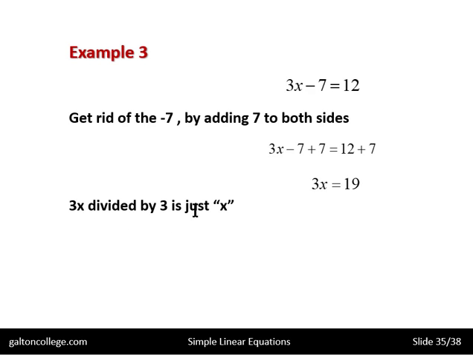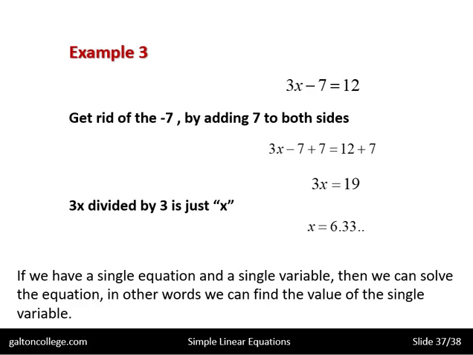And we need x on its own, so we now divide 3x by 3, which will give us 1x. 3 divided by 3 is 1. So 3x divided by 3 is just x, and we divide 19 by 3 to keep the balance. And when we do, we find it is a recurring decimal, 6.333333, and so on. And that's the value of x that solves the equation.